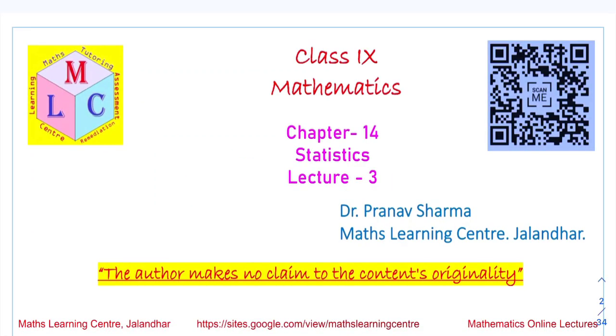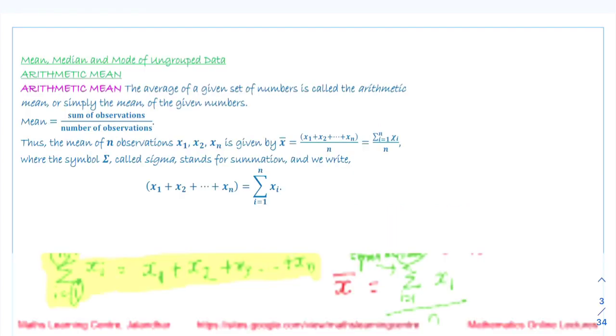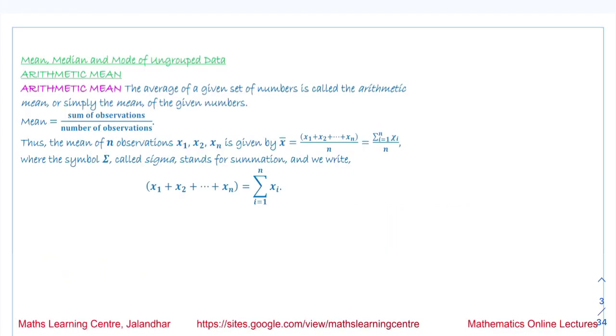We are going to start now the next lecture of chapter 14, class 9th mathematics statistics, and this is lecture 3. In this lecture we will talk about the mean, median and mode of the ungrouped data. So the first definition we have over here is arithmetic mean.